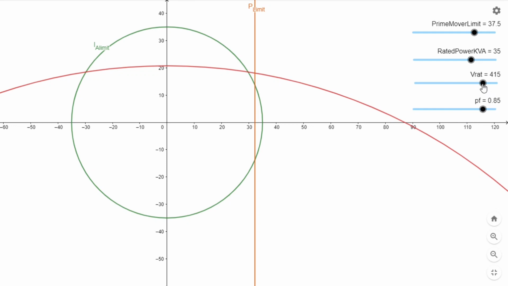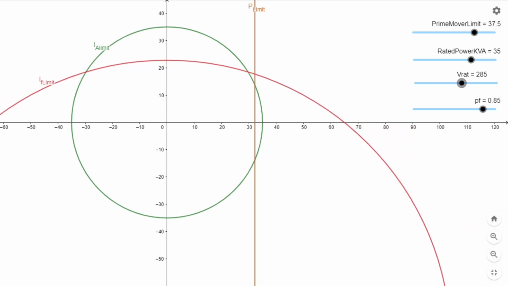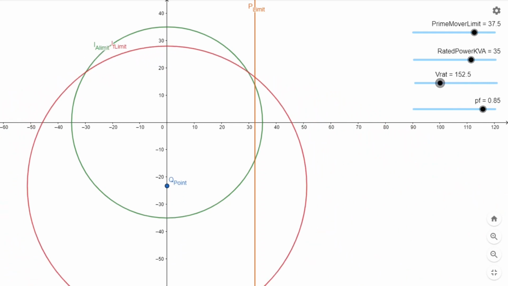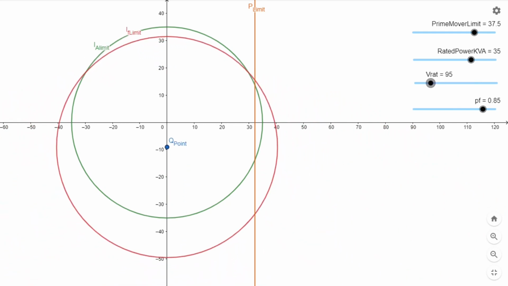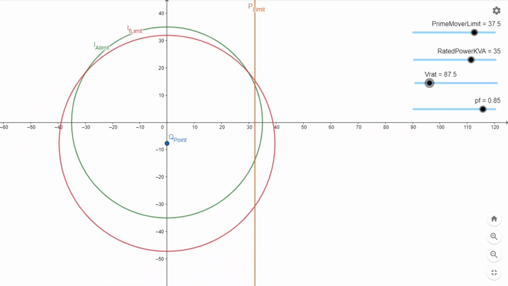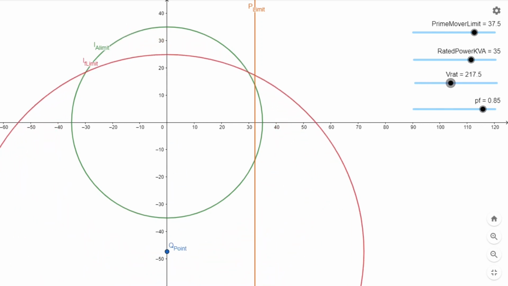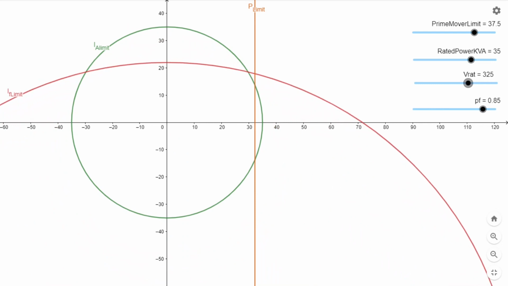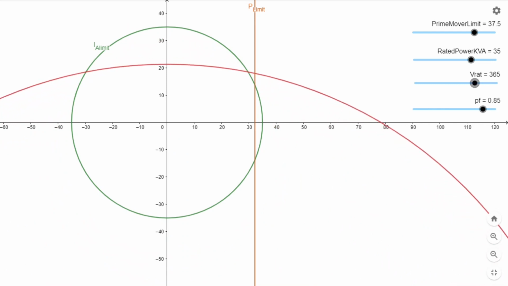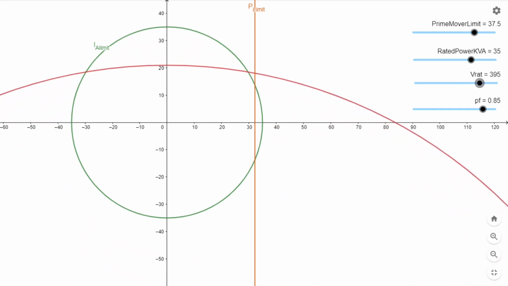So you have rated voltage. Now you can see what happens when we play around with rated voltage. You notice that the circle of field limit is smaller and smaller. So if the limit of field current is smaller, the rated voltage is smaller. If the limit of field current is higher, you can have a higher rated voltage.